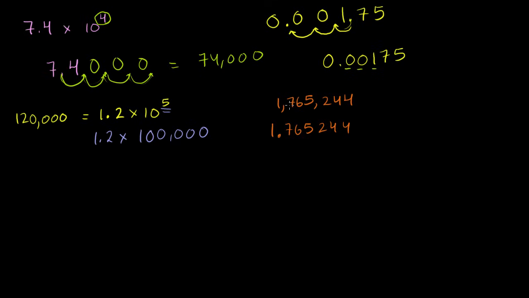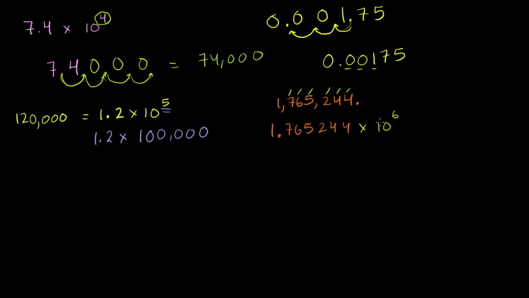And then you count how many digits there were between the leading digit and, I guess you could imagine, the first decimal sign, because you could have numbers that go over here. So between the leading digit and the decimal sign, you have 1, 2, 3, 4, 5, 6 digits. So this is times 10 to the sixth.